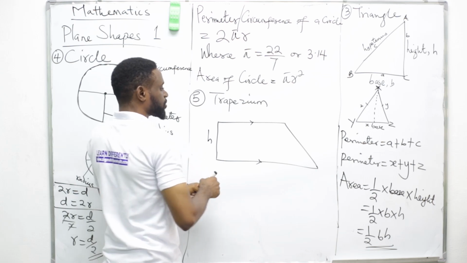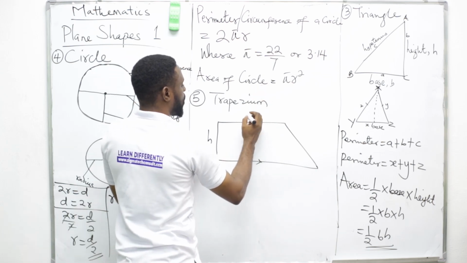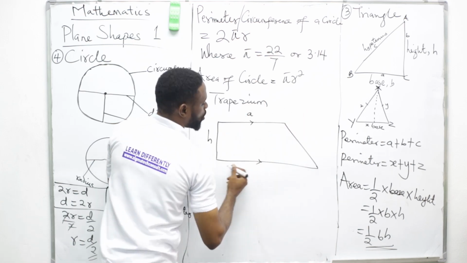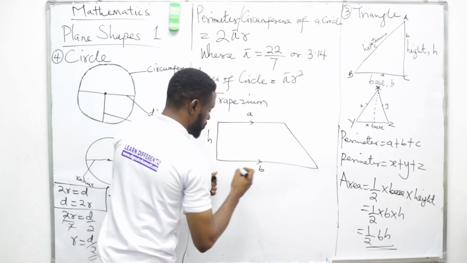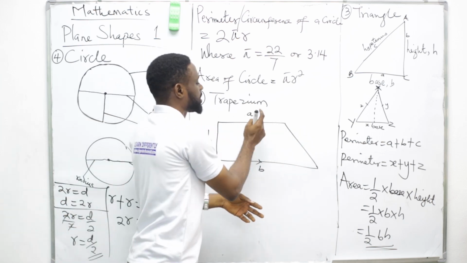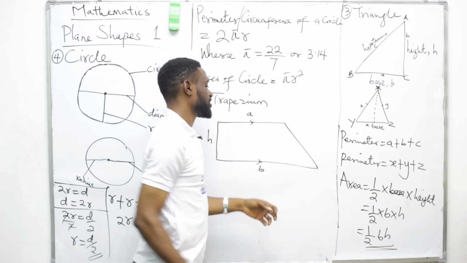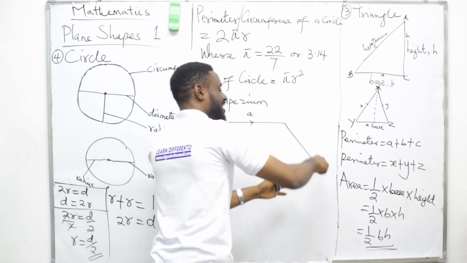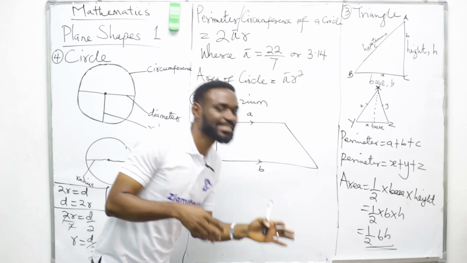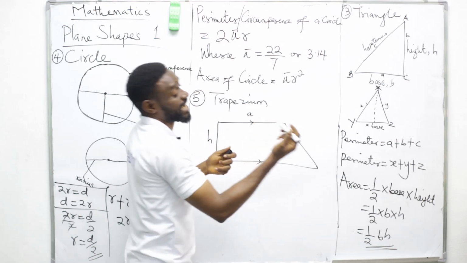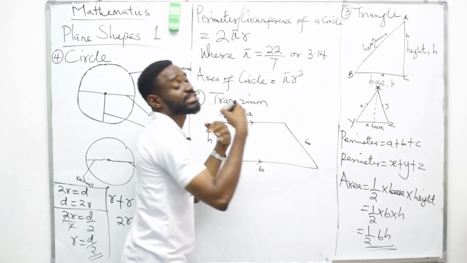Our first parallel side, let's call it A. Our second parallel side, let's call it B. I'm just giving them names. Let's assume this other side, since it is slanting, we can call it S.